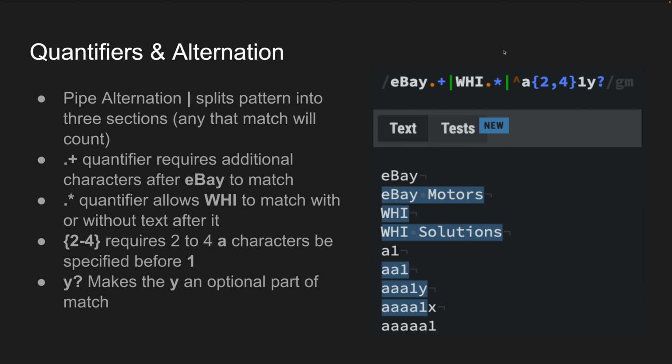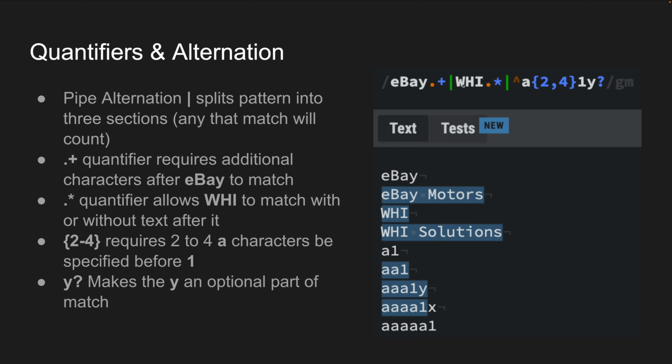And looking at that, quantifiers and alternation in action, I created a pattern here that shows it. We have two pipes here that are alternations, which splits this regular expression into 3 sections. We have one here, and one here. If any of these sections match for the text, it'll pass. So the first one is eBay with dot plus, which means eBay has to be specified, and then any character that isn't a new line, one or more. So in this case with eBay alone, it won't match because eBay doesn't have any text after it. But eBay Motors has text after it, so it will match.